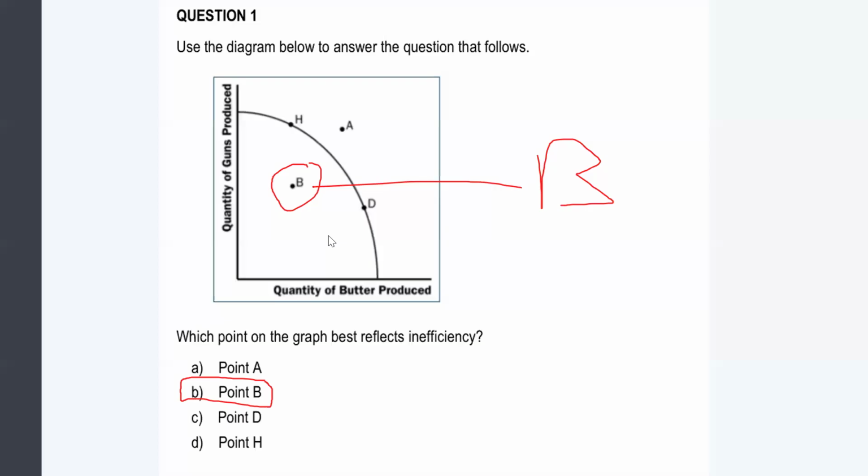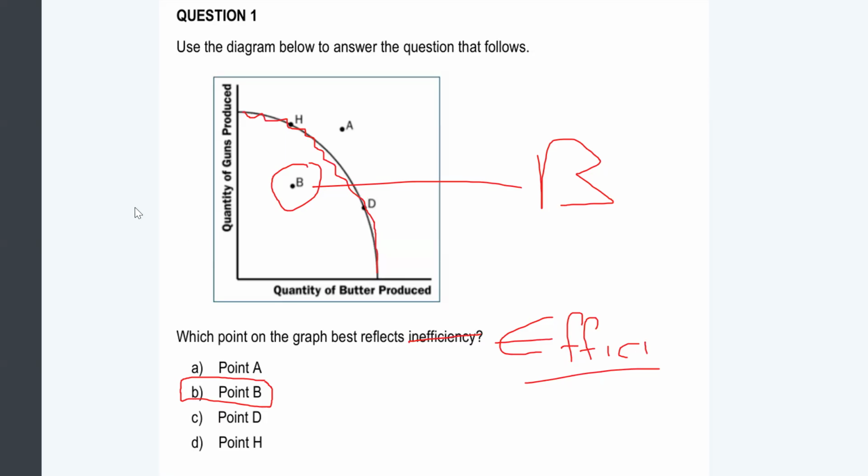So, another question, right? Let's say the lecturer had said which one represents efficiency, not inefficiency. Which one represents efficiency? What was going to be your answer? It's a question to you guys. H and D. Yes, that is very correct. So anything on the production possibility frontier represents efficiency. So that is H and D, right?